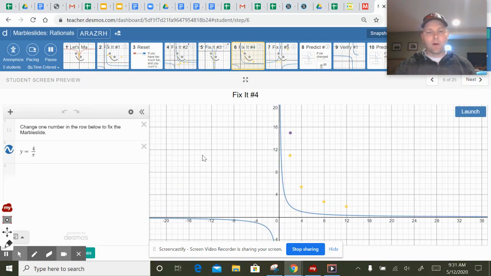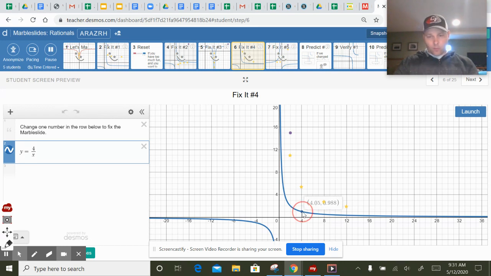Fix it number 4. Okay, right now the function is 4 divided by x. And we're going to change one number in this to fix the marble slide. So if you think about when you put the number 4 in for x, 4 divided by 4 is 1. That's why this is graphed at 4 comma 1 right there, that spot right there. We want to raise this thing up to about 5.